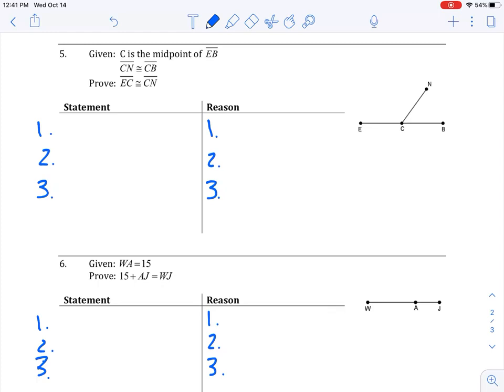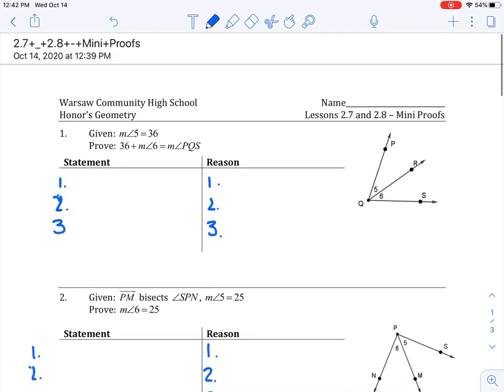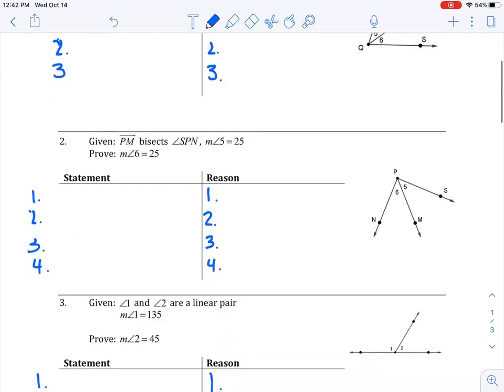So let's look at one of these together. If you take your time and look at the picture, they're really not bad at all. So we'll look at the second one. We are given, so we have to write this out, that ray PM bisects angle SPN, and that the measure of angle 5 equals 25. That is your given. Draw it out.